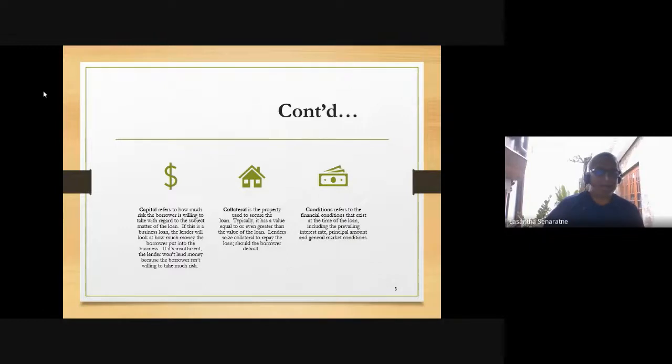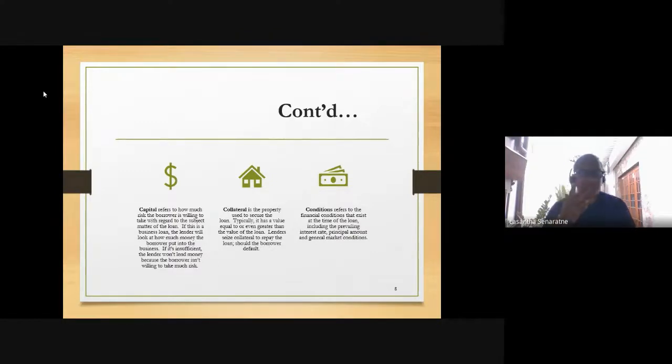If there is a business loan, the lender will look at how much money the borrower put into the business. If it is insufficient, the lender won't lend money because the borrower isn't willing to take much risk. So when I come to your bank, you will ask, what is my contribution? Now today, if I want to form a company, I can have one share, 10 rupees, and form the company.